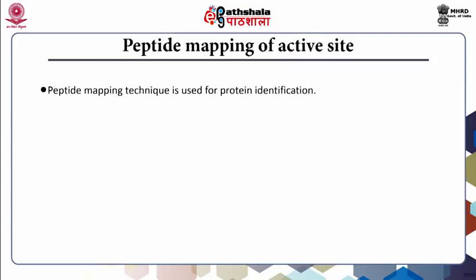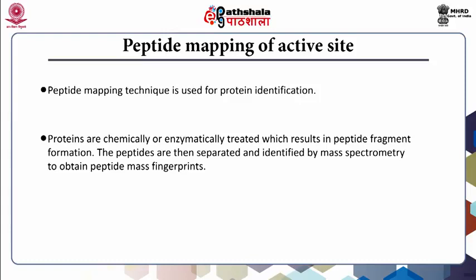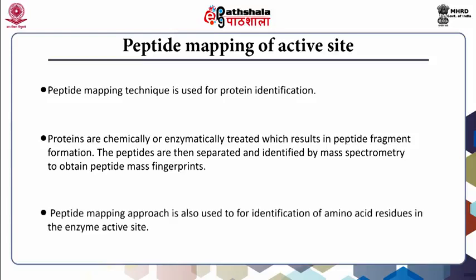Peptide mapping technique is used for protein identification. In this approach, proteins are chemically or enzymatically treated, which results in peptide fragment formation. The peptides are then separated and identified by mass spectrophotometry to obtain peptide mass fingerprints. Peptide mapping approach is also used for the identification of amino acid residues in the enzyme active site.